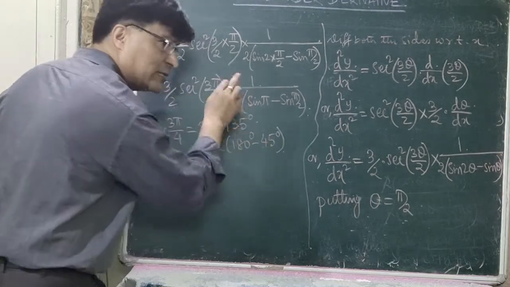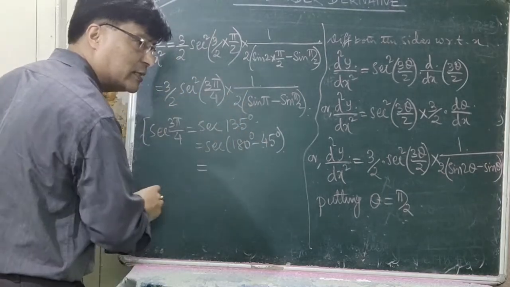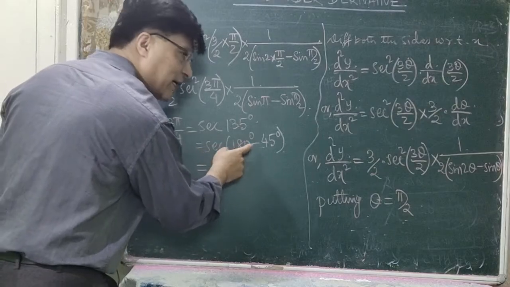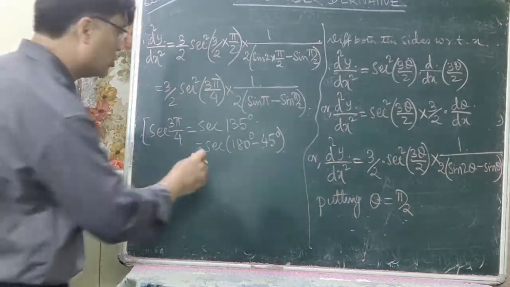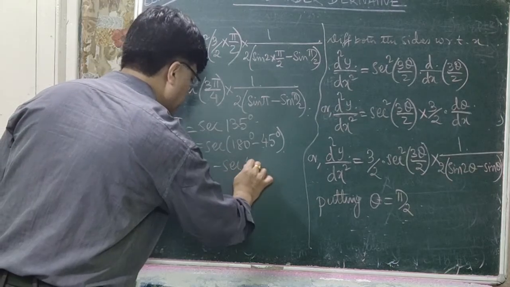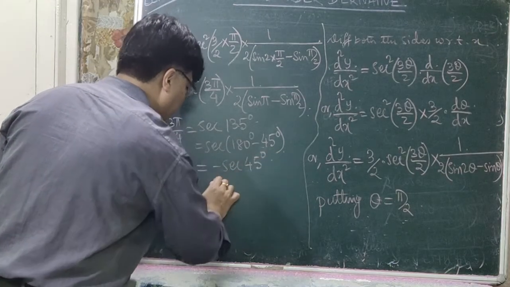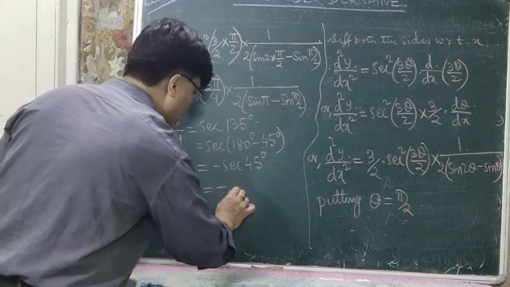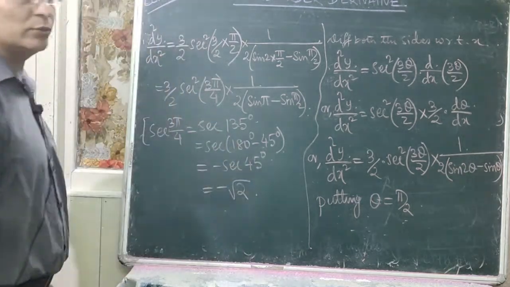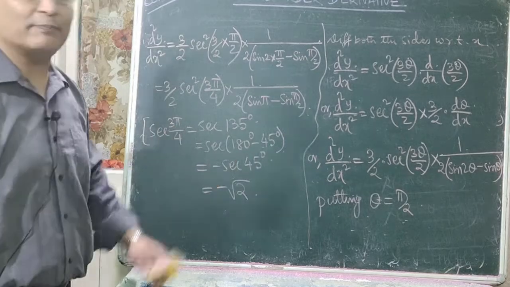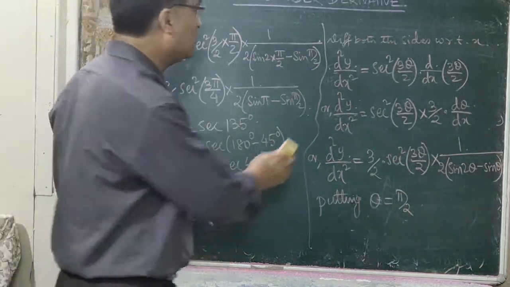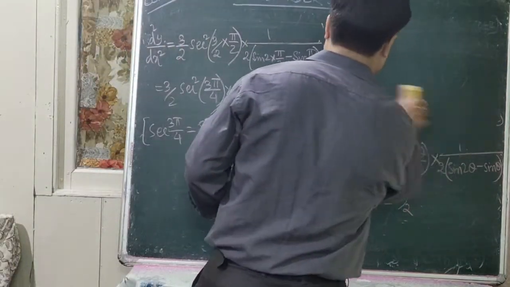180 minus theta lies in the second quadrant. In the second quadrant, sec is always negative. And since 180 is 90 into 2, an even multiple of 90, sec remains as it is. So it is minus sec 45, which is equal to minus, what is the value for sec 45? It is root 2. Is that clear? So what is the value for sec 3 pi by 4? It is minus root 2. Is that clear now? So let us put the value now.